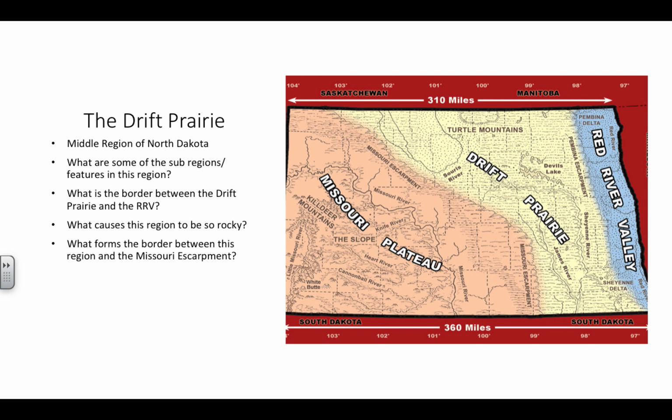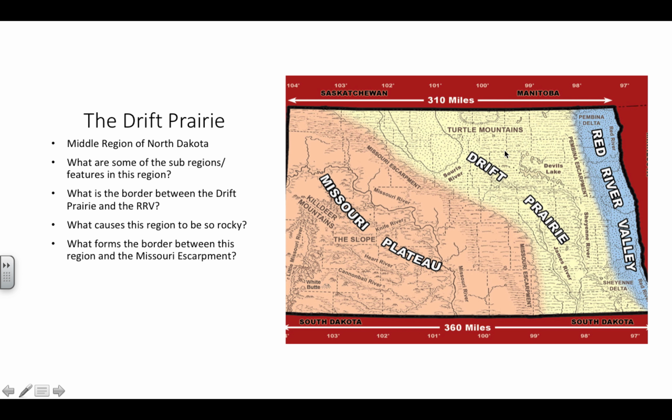Okay, so the next region of North Dakota, the Drift Prairie, and you can see the Drift Prairie here. Oaks is approximately right here, because here's the James River. We live in the Drift Prairie. The Drift Prairie is almost a transition area between the Red River Valley and the hills of the Missouri Plateau. Our area is very much characterized by some of the rivers and lakes.